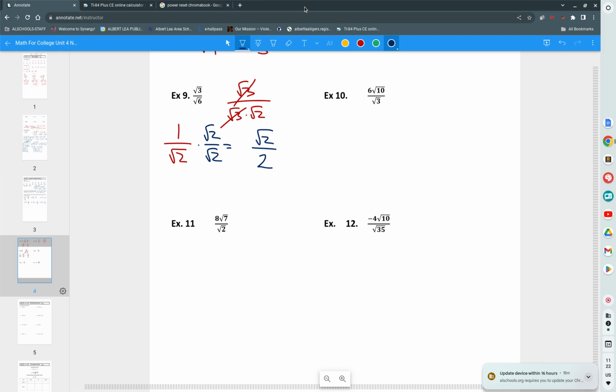Next one, there's nothing that divides evenly into 10 and 3, so we just have to multiply top and bottom by the root of 3. And in the top, we have 6 roots of 30, and in the bottom, we have what? Just 3. So the square root is gone, but does something simplify there? 6 divided by 3 is 2, so you have 2 square roots of 30. There's no perfect square that divides evenly into 30, so that's it.